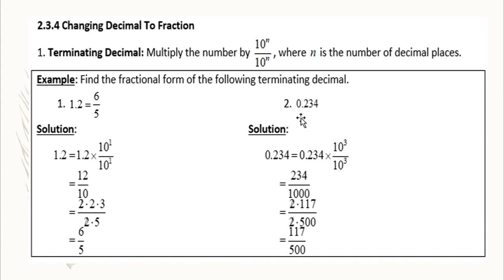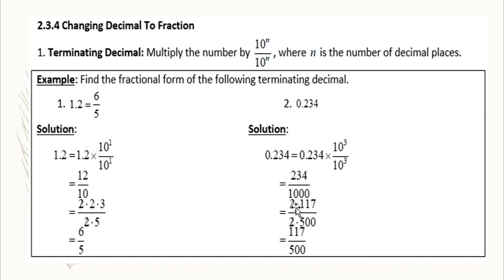Another, we have 0.234. How many decimal places does 0.234 have? Three. That is why we multiply it by 10 to the power of 3 over 10 to the power of 3. So 0.234 times 10 to the power of 3 is 234, moving 3 decimal places. So we have 234 over 10 to the power of 3, which is 1,000.